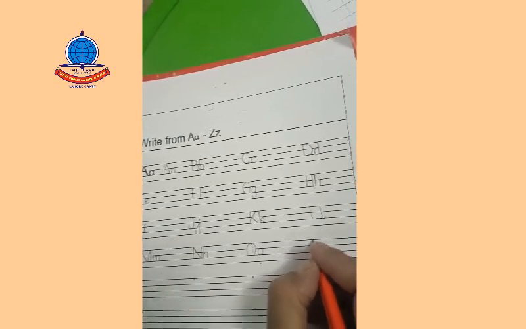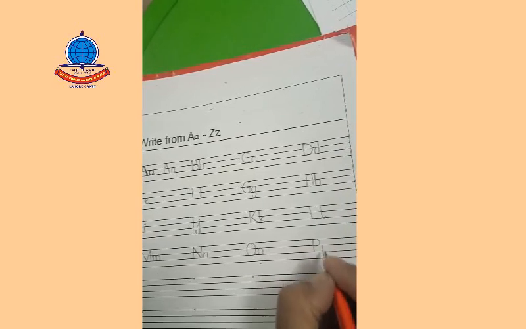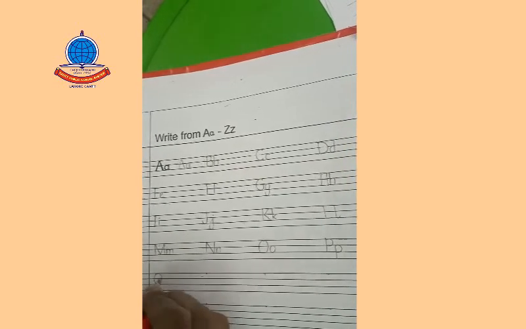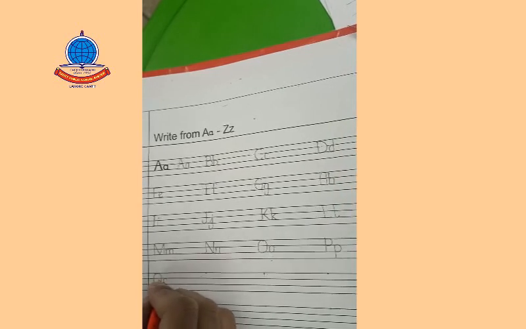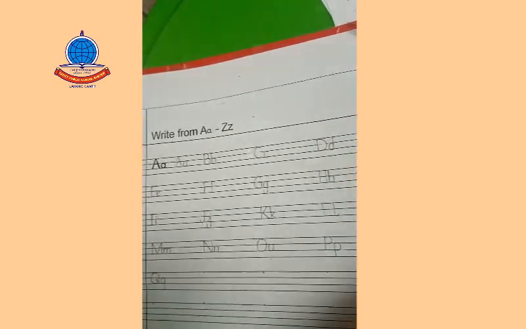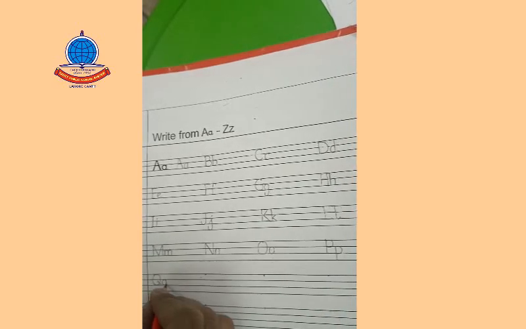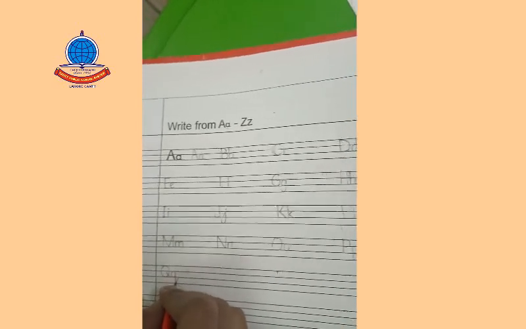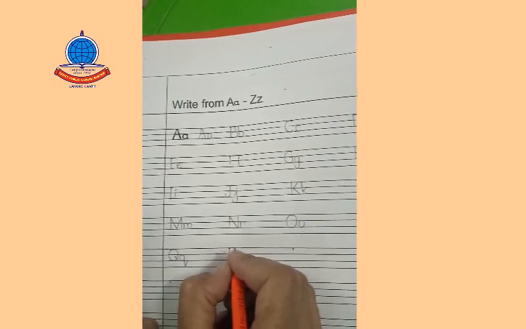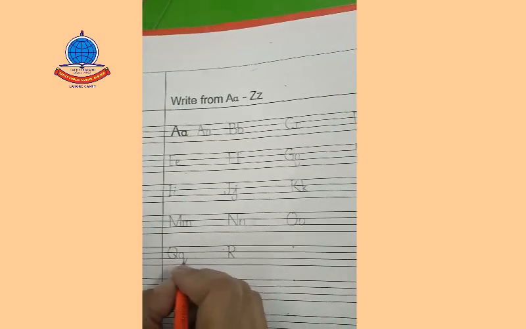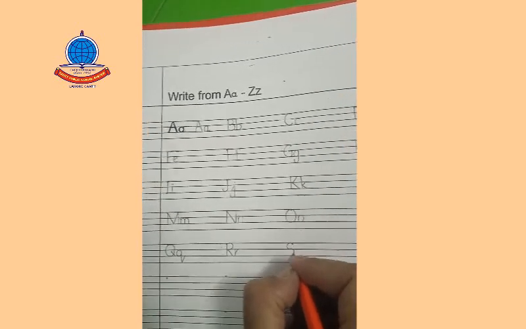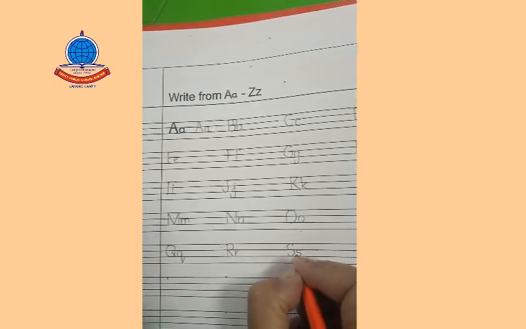P. Q, a circle, and small q. In 2 lines you have to write a circle, and then it should finish. Yes, Q. R. S. T.